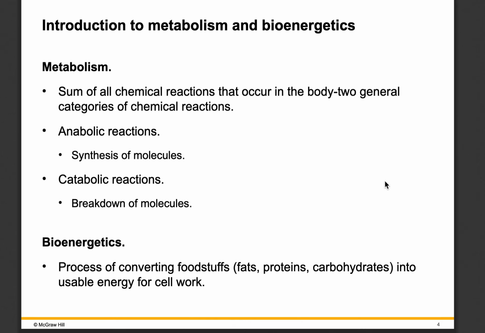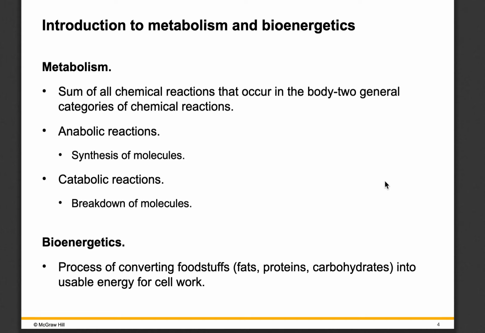To get started, we do want to make sure that you know metabolism. You hear this word a lot, but a lot of people don't know what it is. Metabolism is simply a sum of all the chemical reactions that occur in the body. And there's two typical categories. So there's anabolic reactions, which make molecules, synthesize molecules, and catabolic reactions, which break molecules down.